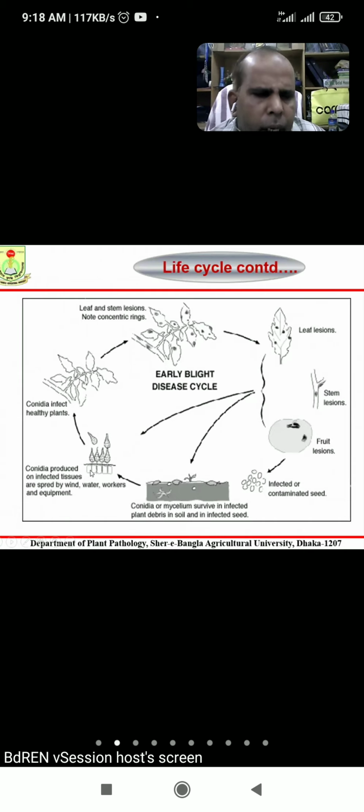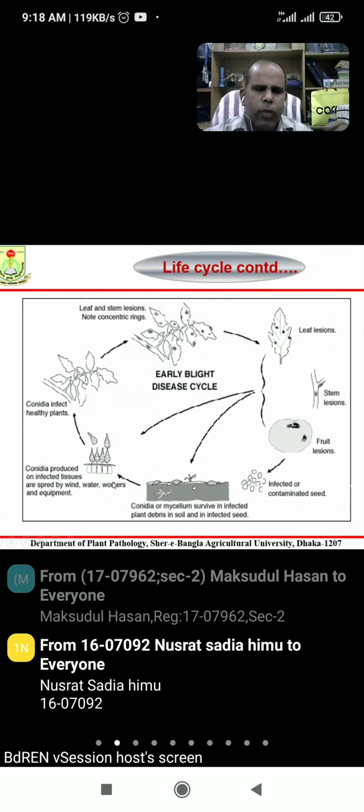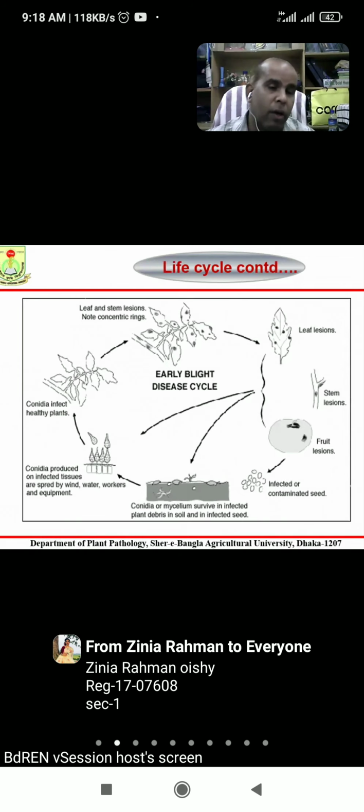These conidia are produced on the infected tissue and are spread by wounds, water, and equipment as well, as we already discussed. As I told you, these conidia usually spread out and can be dispersed through the wind.